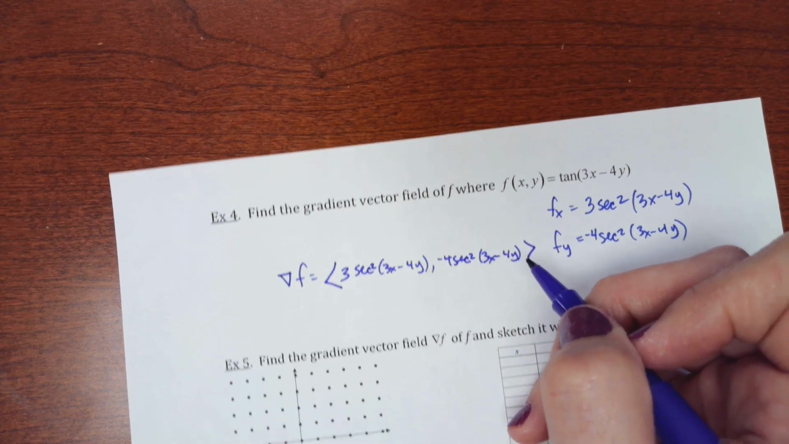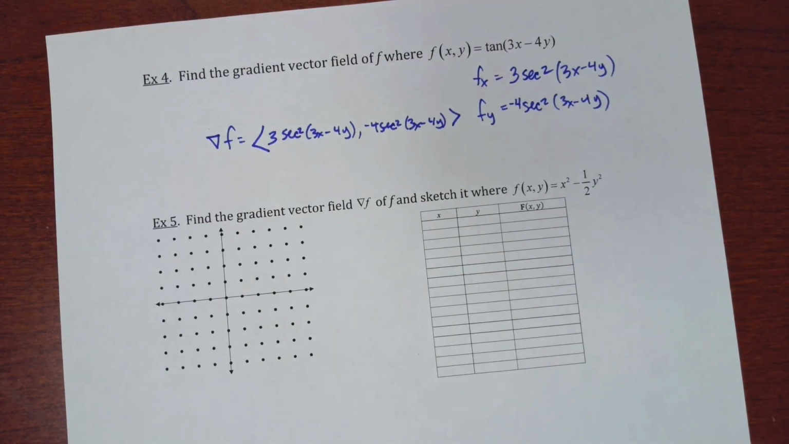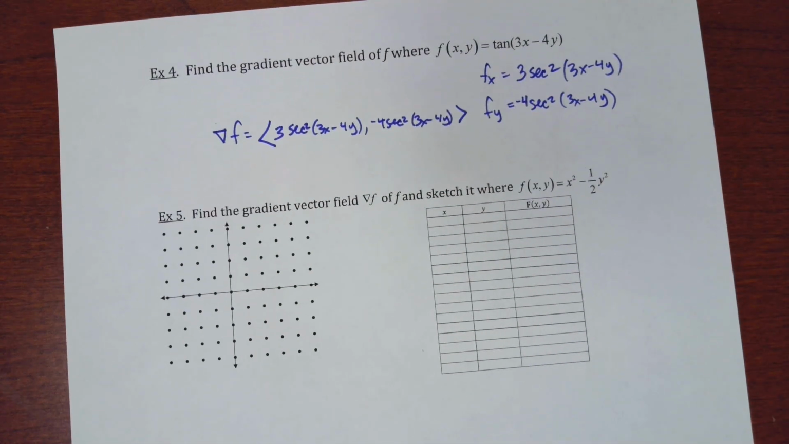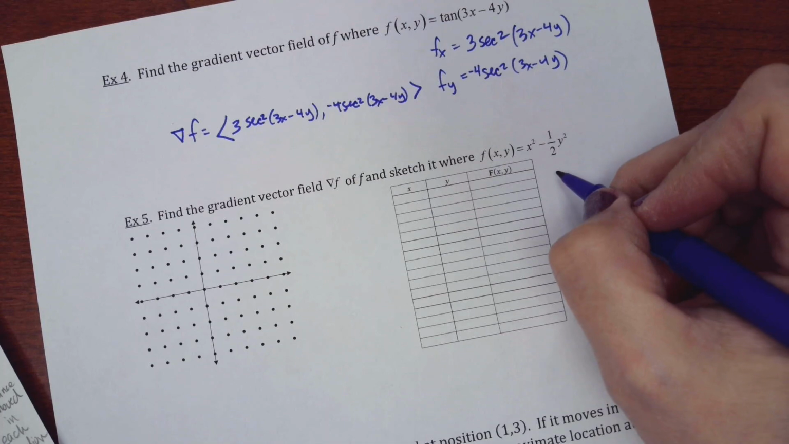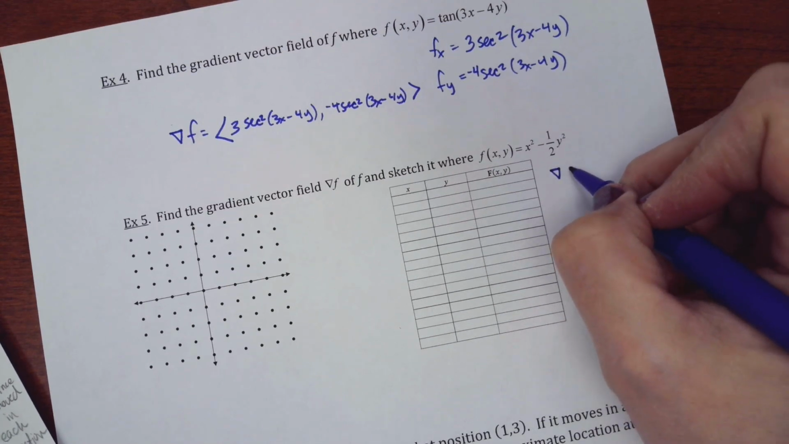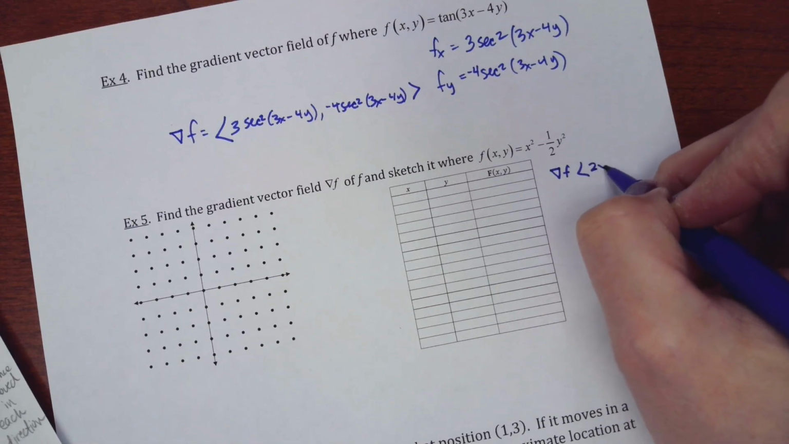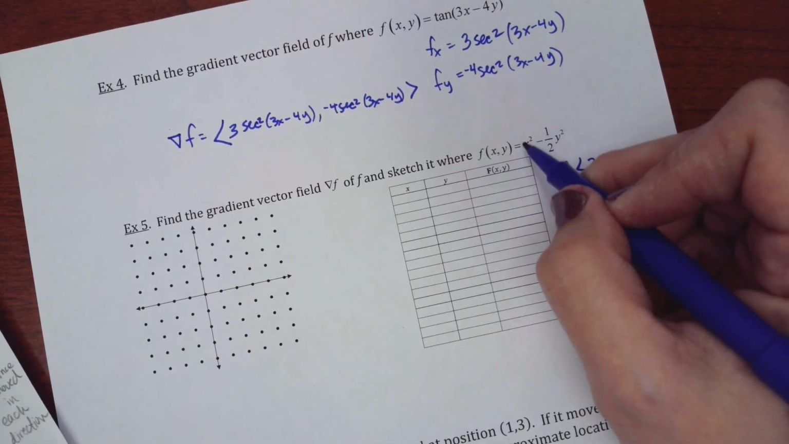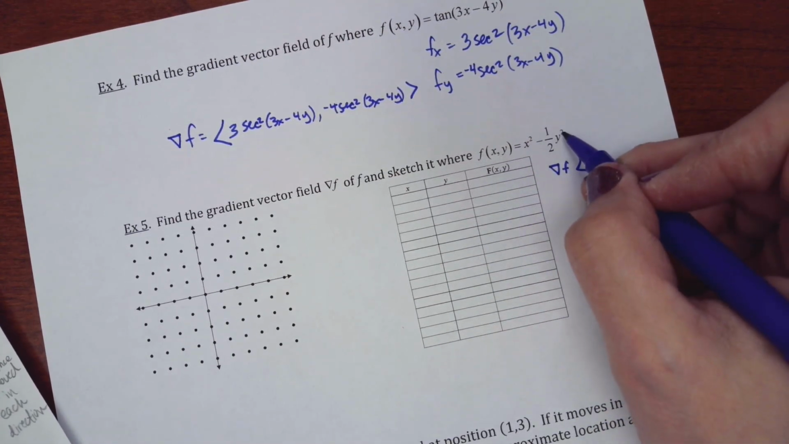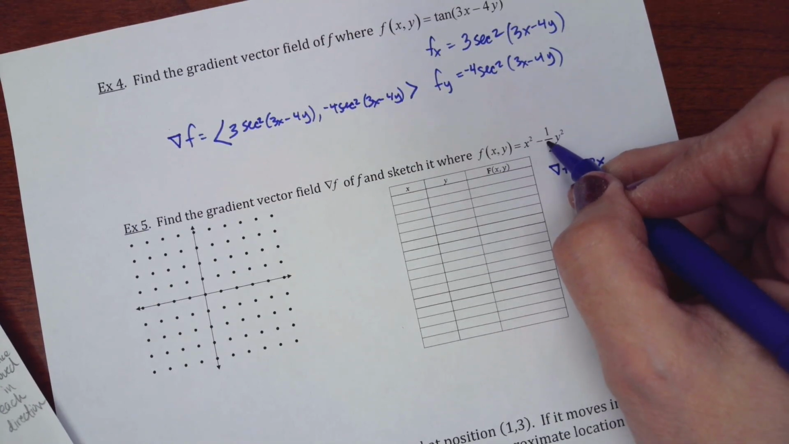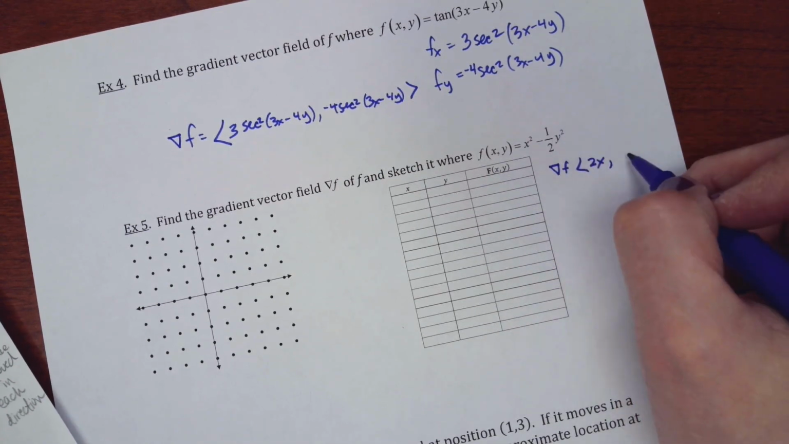Okay, so nobody would ever make you graph that one. That's a little bit much. So if we're trying to do our gradient vector field here, that means del f is the derivative of this with respect to x, which would be 2x, and the derivative of this with respect to y, that'd be 2 times a half, so you get 1, and the negative, so negative 1y.